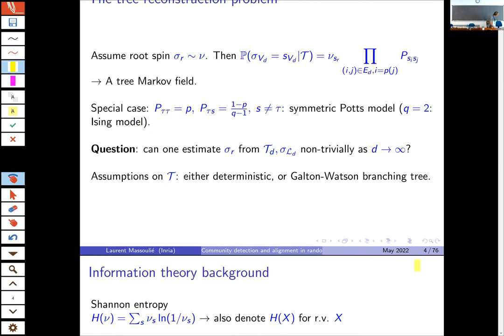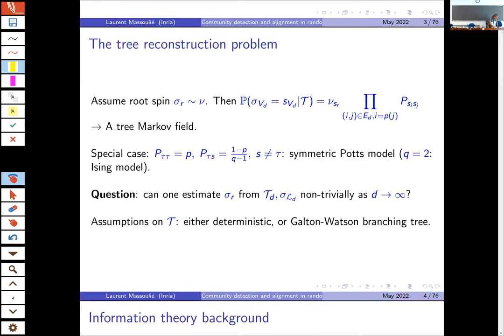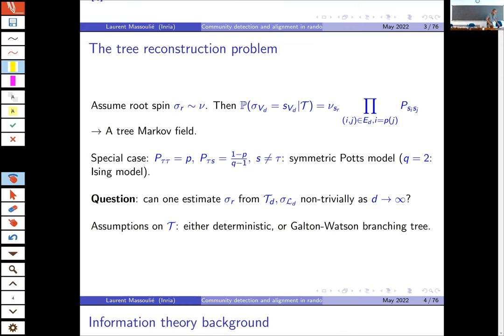So what is the tree reconstruction problem? It's the following thing. Given the observation of the tree and given the observation of the traits of some individuals at generation D, can you infer non-trivially what was the trait of the ancestor? So given the population on Earth's eye colors today, can we infer the eye color of Eve, were they blue or brown? Maybe other possibilities exist, but that's the gist of it. So can we infer non-trivially the trait of the ancestor given the traits of the descendants far away as we let the generation D go to infinity?